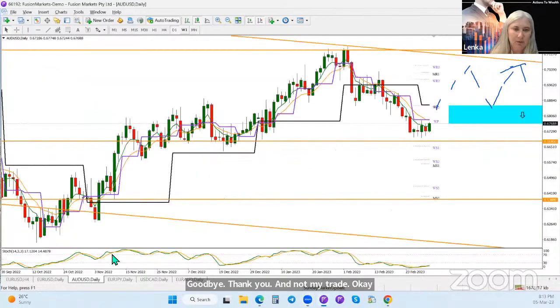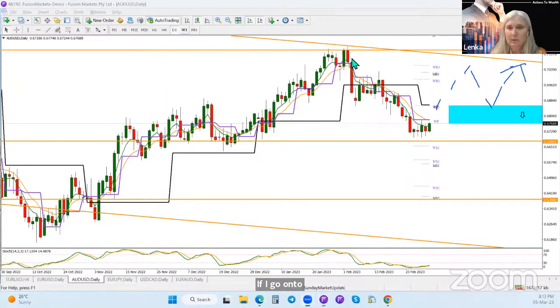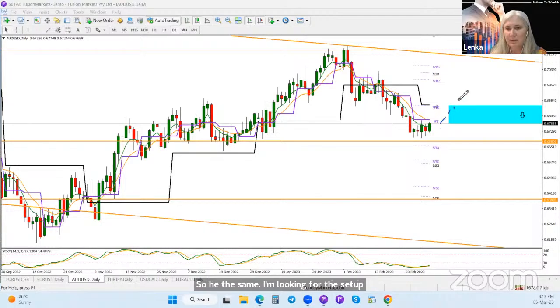If I go on to AUD USD, let me just delete that. So here the same. I'm looking for the setup. If I get the setup that I want, then I'm going to be trading it short. If it does keep going, say all the way to the top of that channel or to the top of the horizontal line, then obviously, I'm not going to get into that trade, and that's okay.